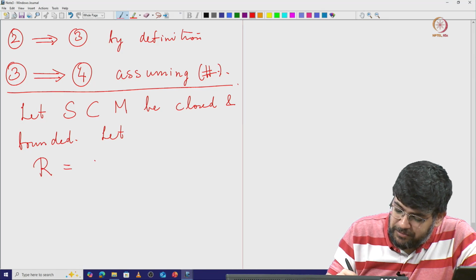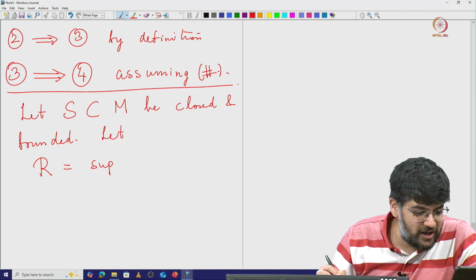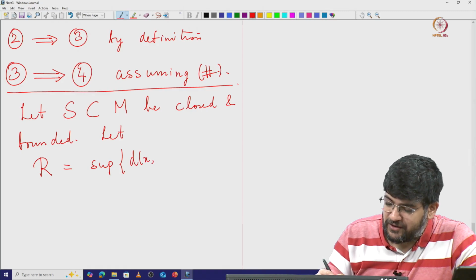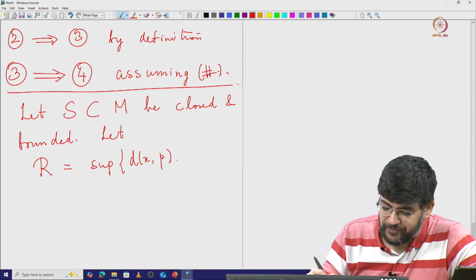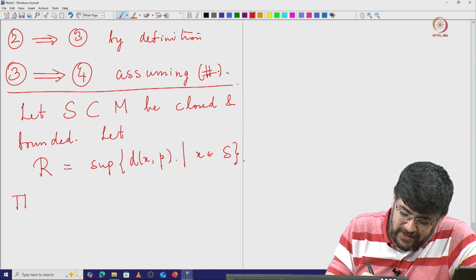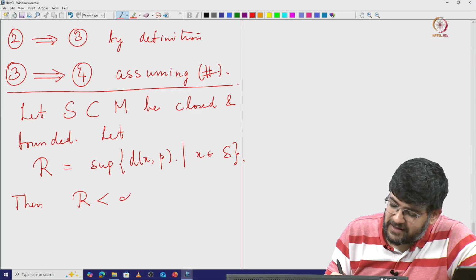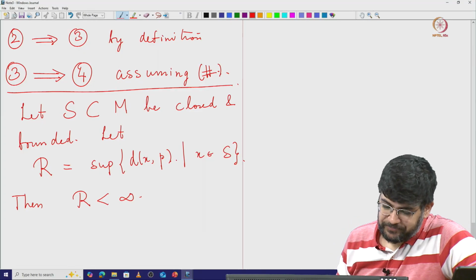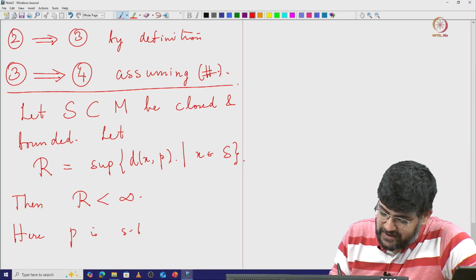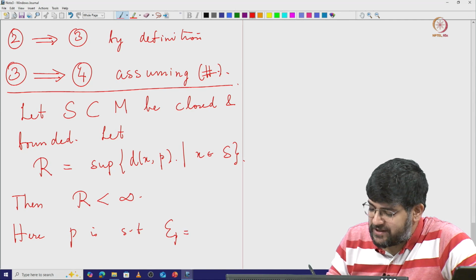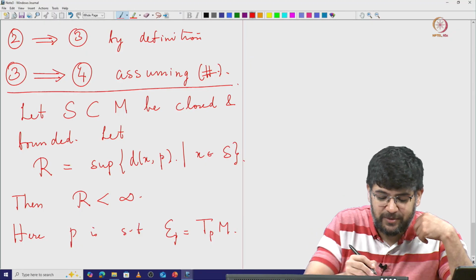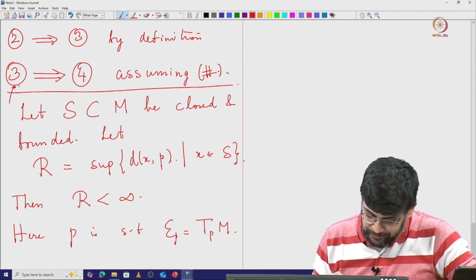So let R be the supremum of the distance from x to p, where x is in S. Then because S is bounded, R is a finite number, right. So here of course P is such that the exponential map at P is the entire tangent space, right. So I am assuming that such a P exists because I am assuming that 3 holds.